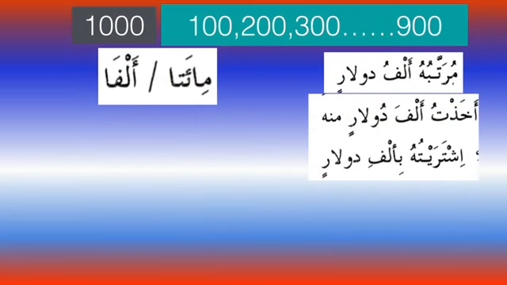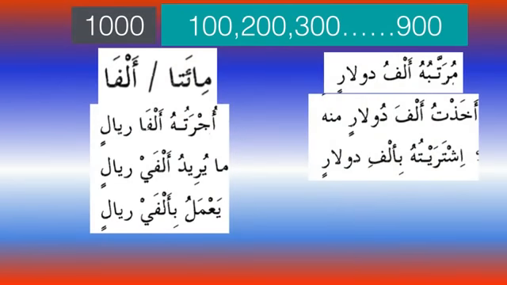200 or 2000, again because it's a dual, it will have the same ani and aini rule coming here, where the noon is dropped if a noun comes after it. So for example, ujratuhu, his wages. Ujra means wages. Alfa riyalin. So this alif is muthanna, so we know it is 2000 riyals. Ma yuridu alfai riyalan, he does not want 2000 riyals.